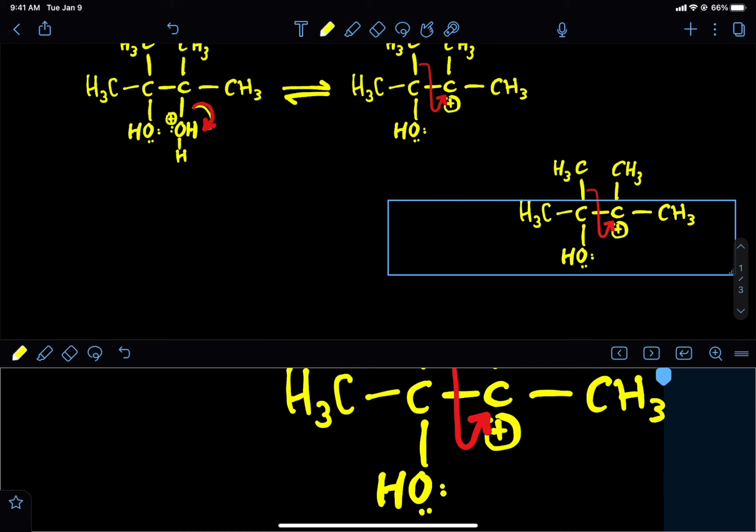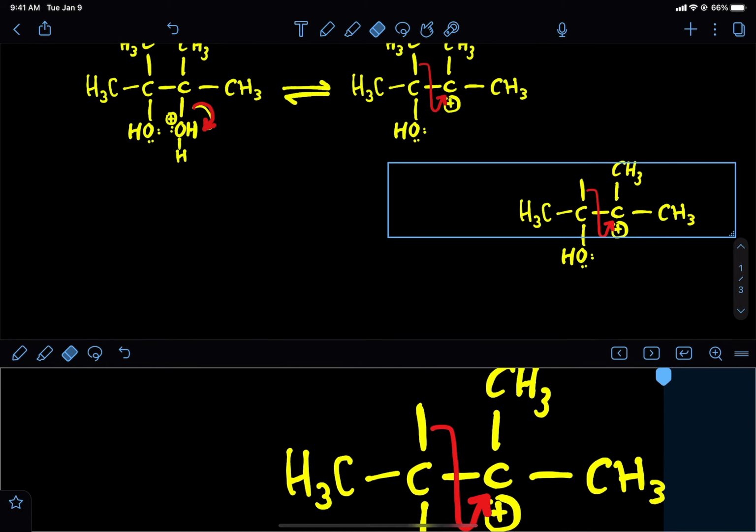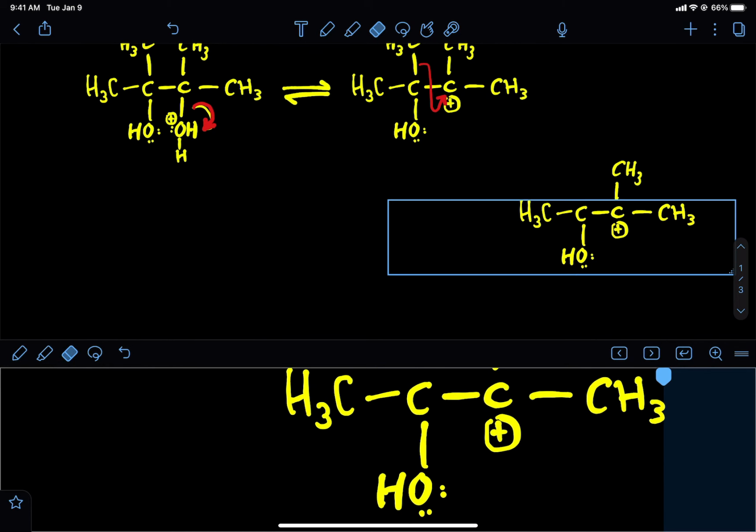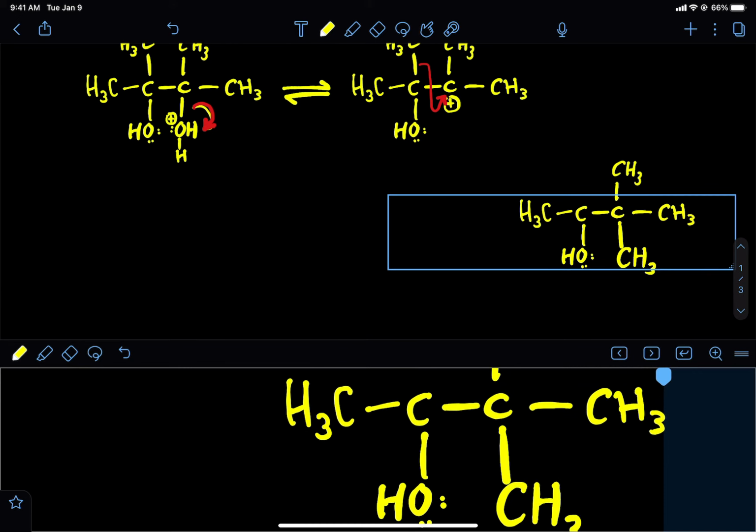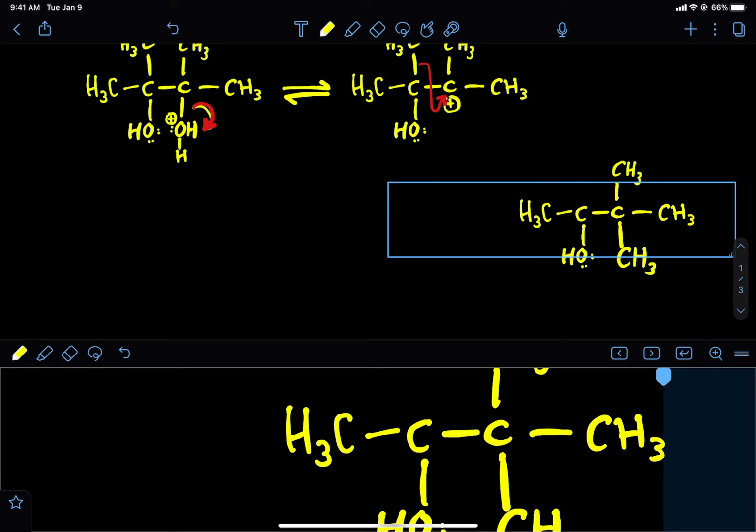So after our methyl group moves, it's no longer on that carbon. It has now migrated to the right. So that carbon that gained the methyl group is now happy again. It's got 4 bonds. It's got an octet. No more formal charge. The carbon that lost the methyl group now has the formal charge. It's got a positive charge because it's lost a bond.